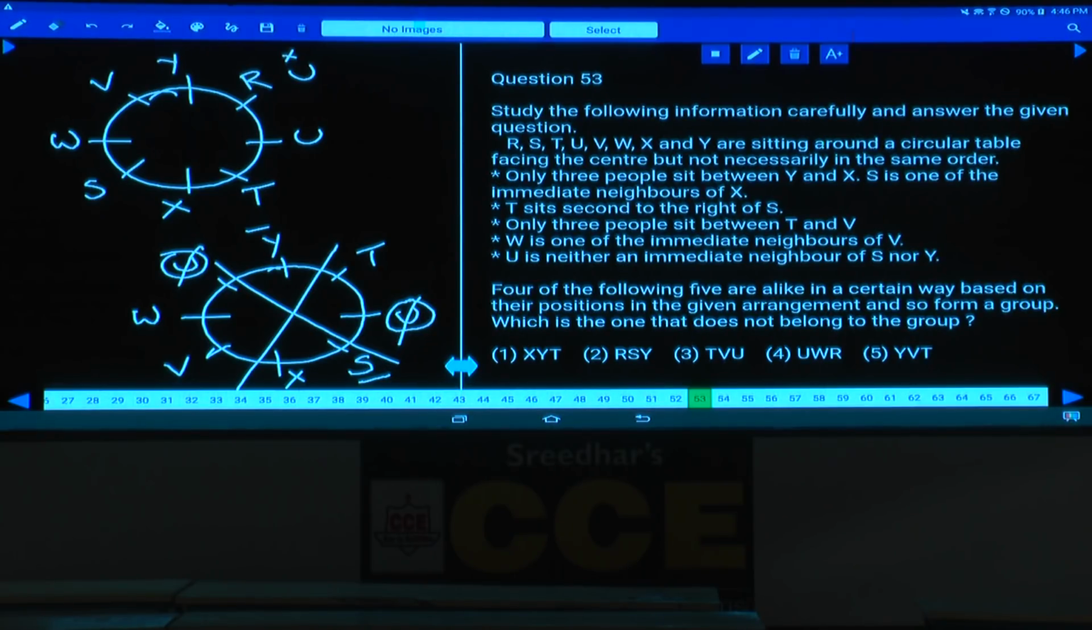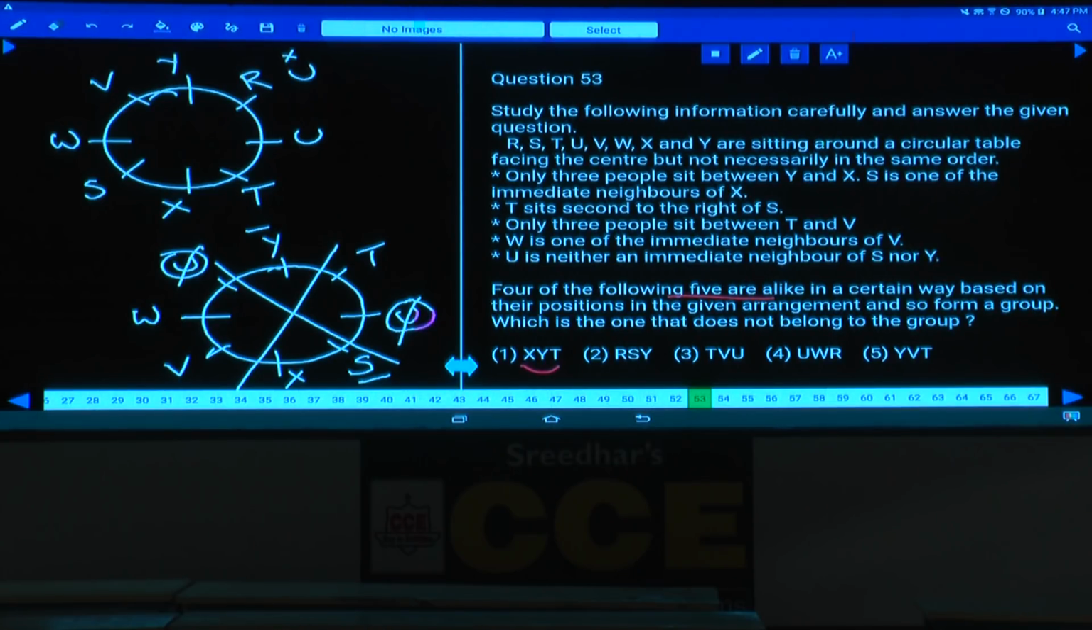Then question number 53. 4 out of the following 5 is nothing but an odd man out. X, Y and T. Now X, Y and T, tell me what is the relation here? X and Y are opposite to each other and T is an immediate neighbor, the immediate right hand side of X.